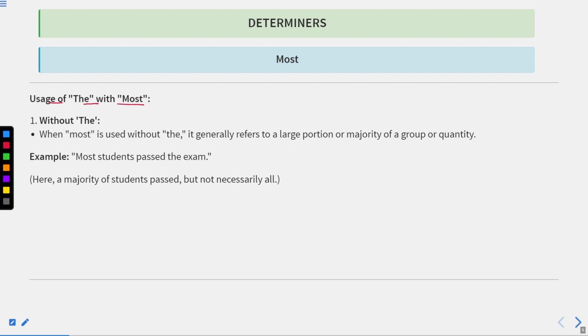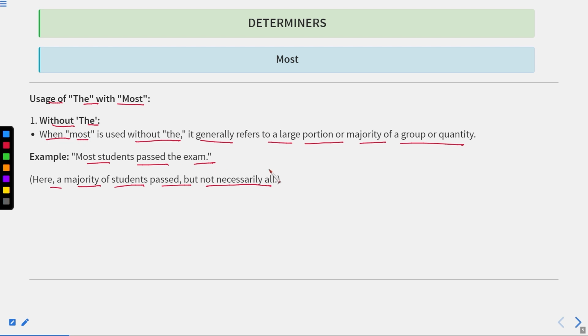Usage of the plus most, or most without the. First of all, let us see what happens without the. When most is used without the, it generally refers to a large portion or majority of a group or quantity. Most students passed the exam. Here, a majority of students passed, but not necessarily all.